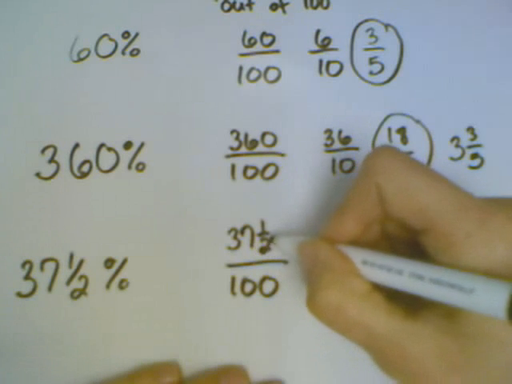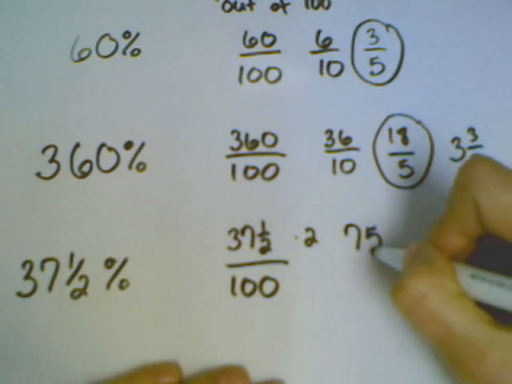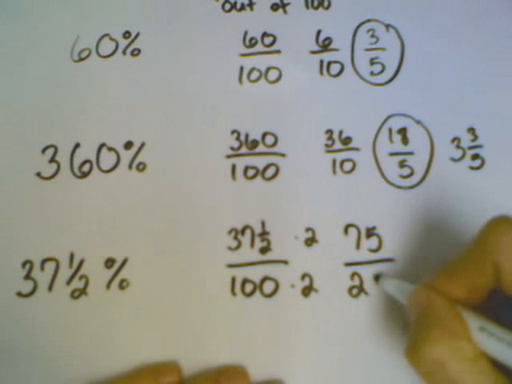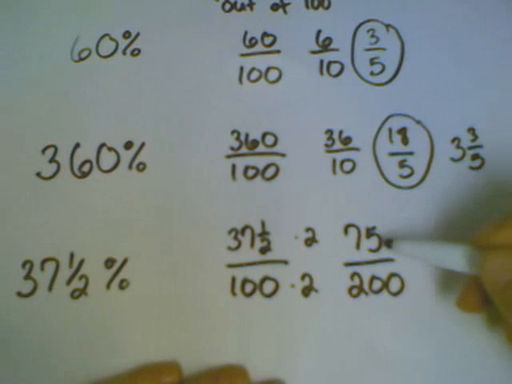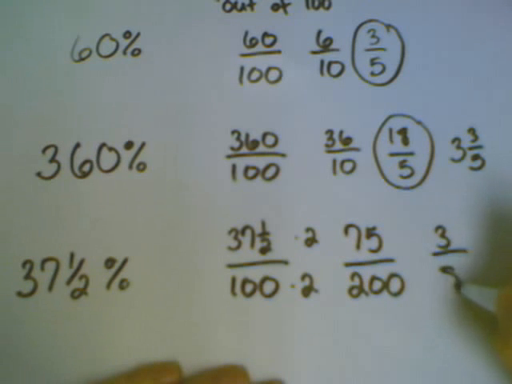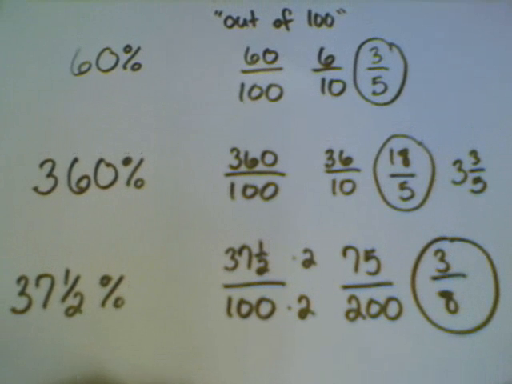That number that I should multiply by will be the denominator right here. If I multiply 37.5 by 2, I'm going to get the number 75. If I do it to the top of the fraction, I must do it to the bottom of the fraction. And now I have this equivalent fraction with no fractions inside of the fraction. Both of these are divisible by 25, so I'm left with 3/8 as my fraction.